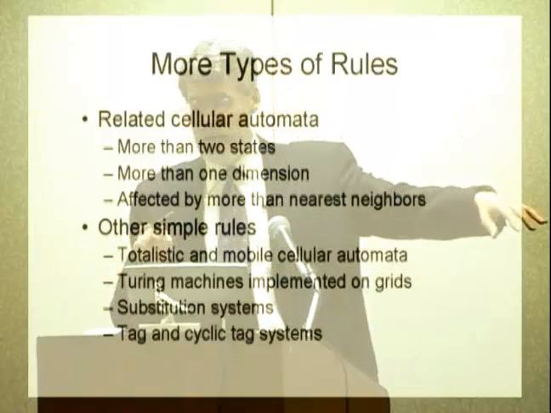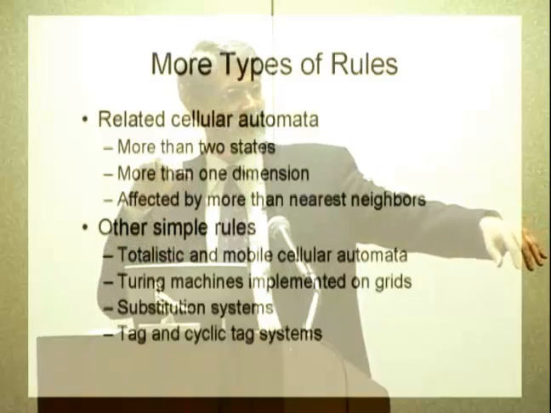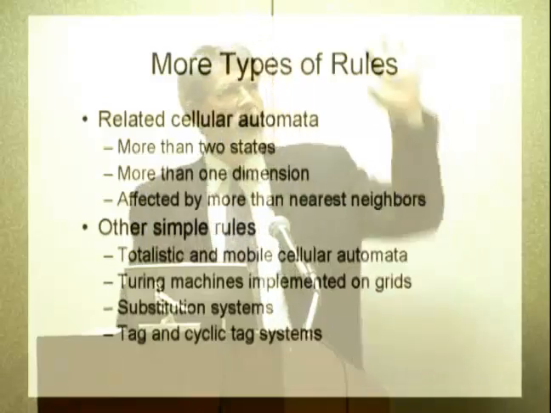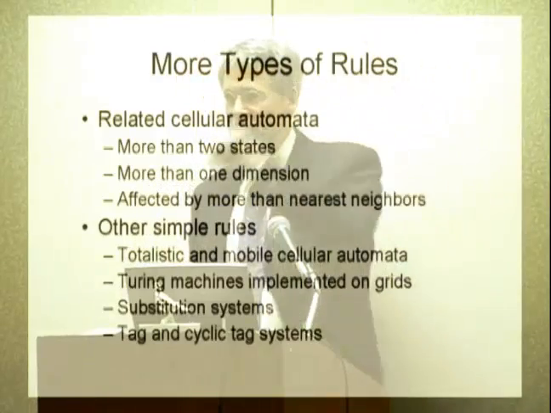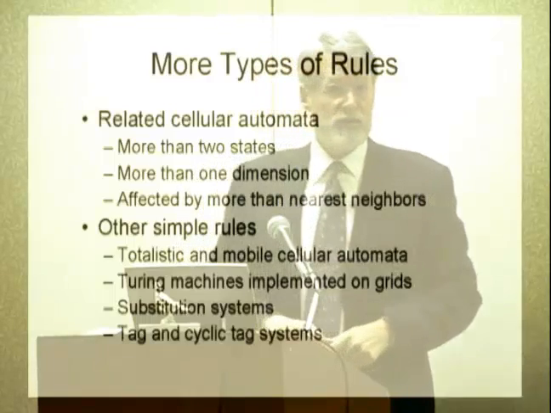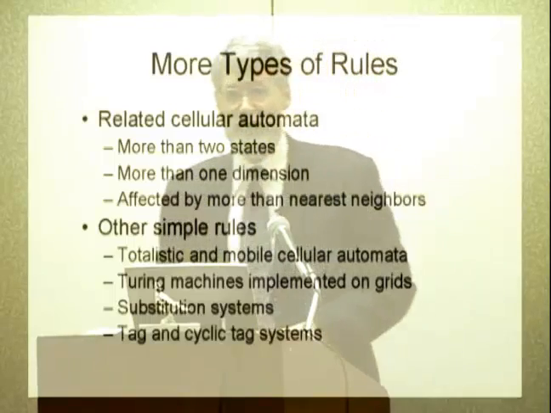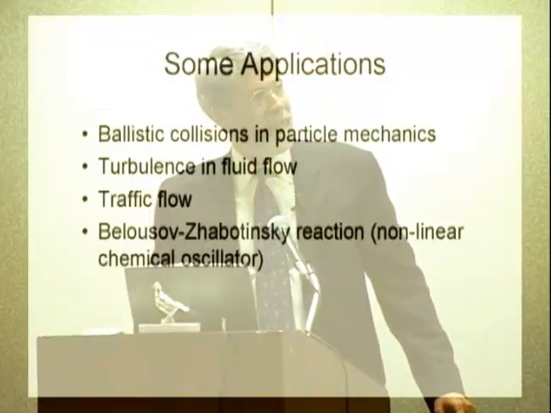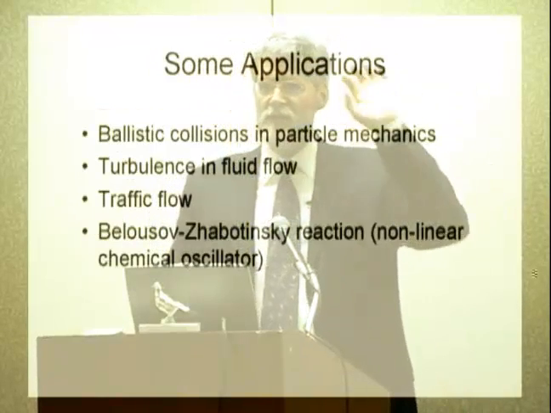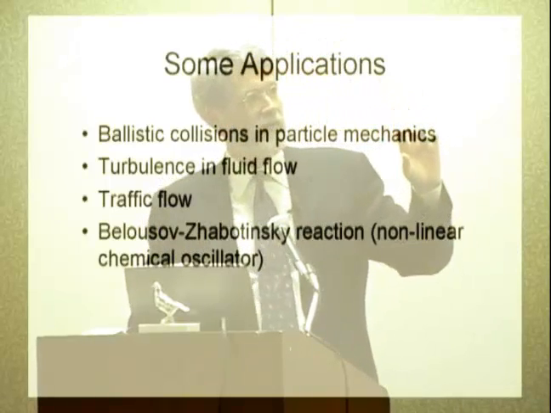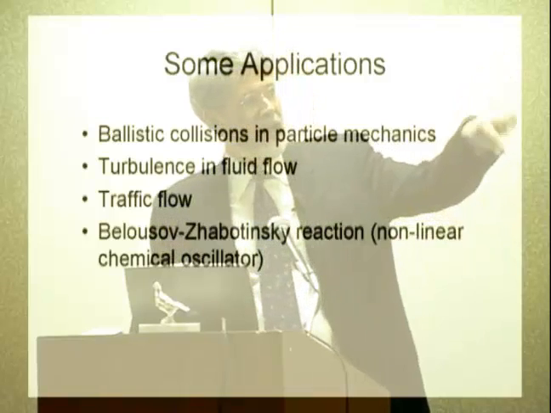You probably know about Turing machines. These are a little different because these Turing machines are implemented on grids. They're very interesting. But all of this is one vein of material that I think can be mined for utility in behavior analysis. So you say, well, I'll get to that later. Here are some applications of just the simplest one-dimensional, two-state, nearest neighbor cellular automaton that have been developed.